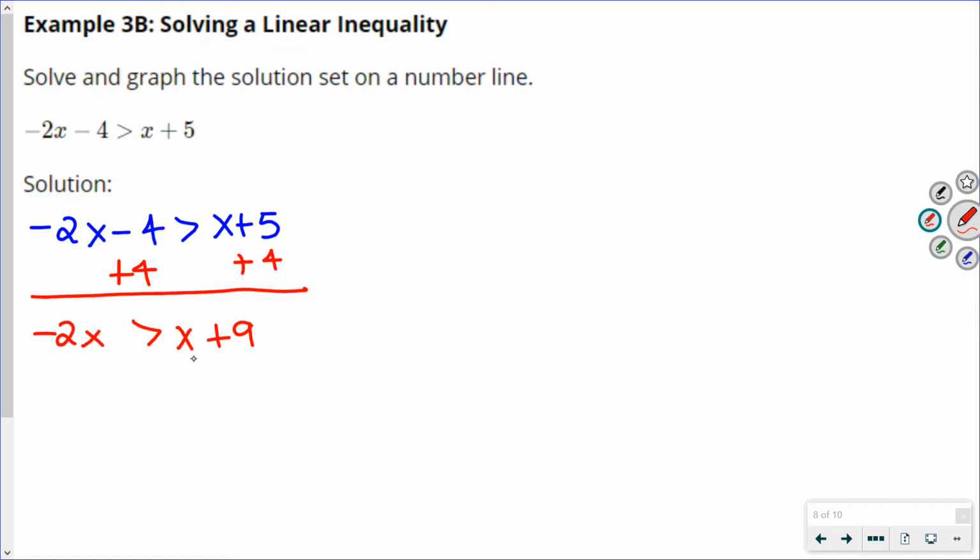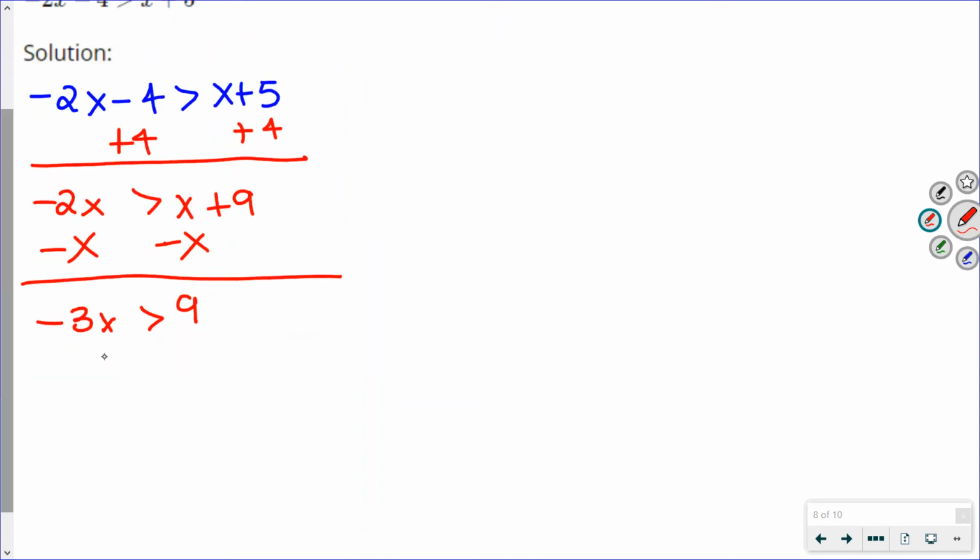Now I want to move this x to the other side. To do that, the inverse of positive x is a minus x. Negative 2x minus 1 more x will leave me with negative 3x. Now here's a trick though. We want to get rid of negative 3, so we have to do the inverse, which is to divide by negative 3. And we're going to do this to both sides.